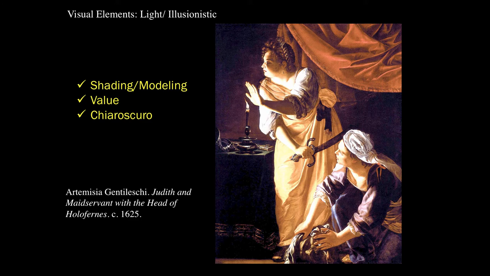The shading creates a sort of modeling, giving the arms and the bodies and the hands, even the curtain and the table, form, mass, and volume. Value, the same thing, the light to the dark. And there's that chiaroscuro that I was so excited about. This, to me, is this strong contrast of light and shadow that really creates a very dramatic moment, which, of course, this is. This is the moment that Judith and her maidservant have lopped off the head of Holofernes.